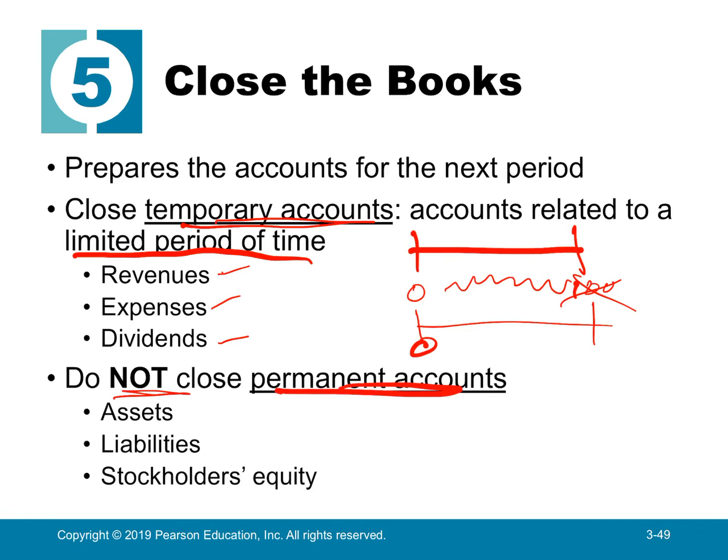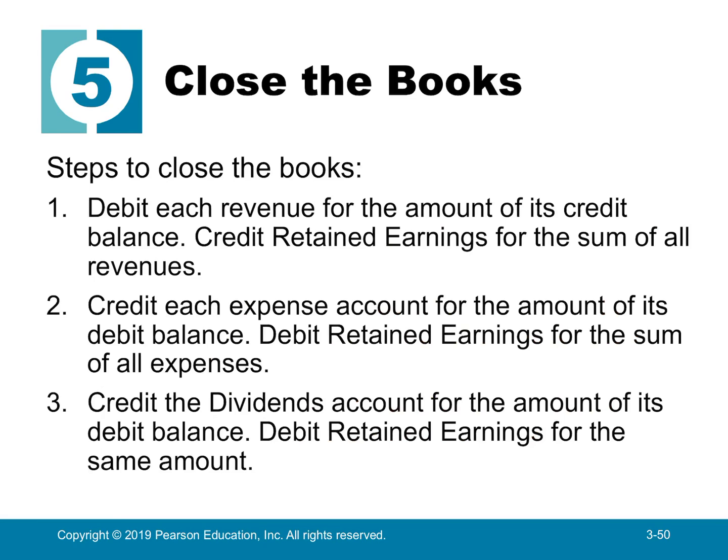We will not close permanent accounts. Assets, liabilities, stockholders' equity, balance sheet types of accounts. These are cumulative accounts, right? They accumulate over time. So they're ongoing balances, different than revenues, expenses, and dividends, which we're tracking over a period of time. So here are the steps to close the books. This is just an important slide to know. You're going to debit each revenue account for the amount of its credit balance.